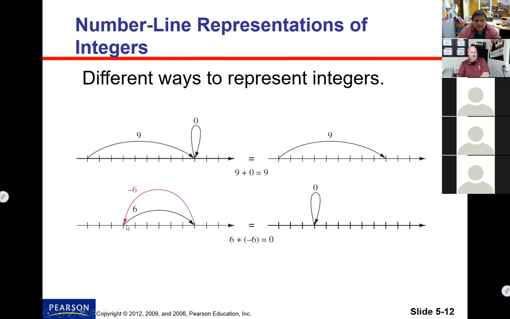Okay. Now look at this one, positive 6, and then we add negative 6 to it. So do we end up back at the beginning again? Yeah, and that's the same as 0, right? That's just showing on a number line how that works.